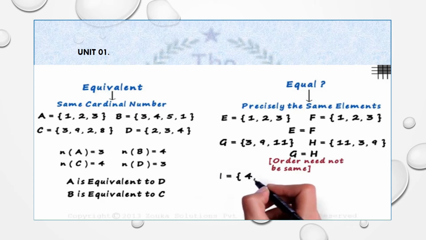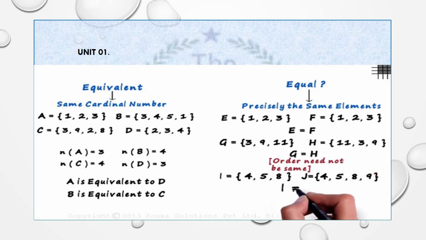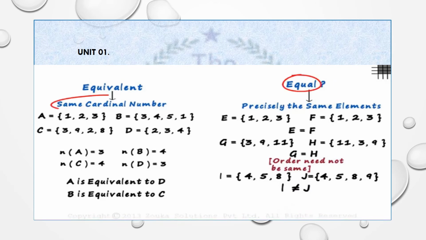Now look at these two sets. Set I consists of 4, 5 and 8. Set J consists of 4, 5, 8 and 9. If you observe, you can see that both the sets have 4, 5 and 8 as their elements. But J also has 9, which set I does not have. This means that I is not equal to J. Remember, for sets to be equal, their cardinal numbers also have to be the same. In this case, n of I is not equal to n of J, which makes the sets unequal.